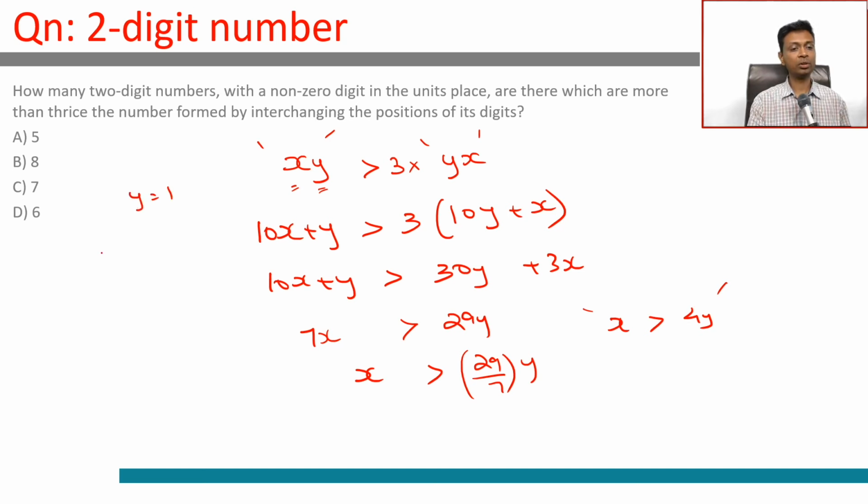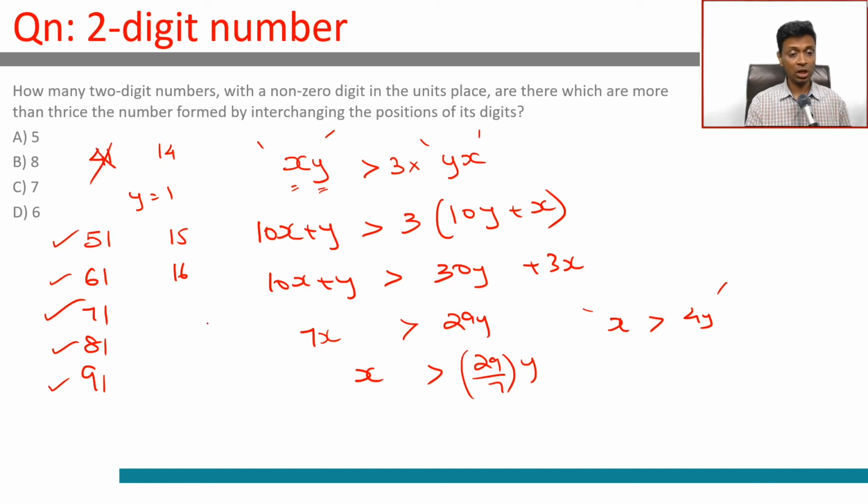If you put y equal to 1, x greater than 4y, x could be 5, so we could have 51. One number being 51, other number being 15. 51 is greater than 3 times 15, this works. 61, 3 times 16, this will work. 71, 81, 91, all of these will work. Let's just check 41 as well. 41 and 14, 14 into 3 is 42, this doesn't work. These 5 numbers work.